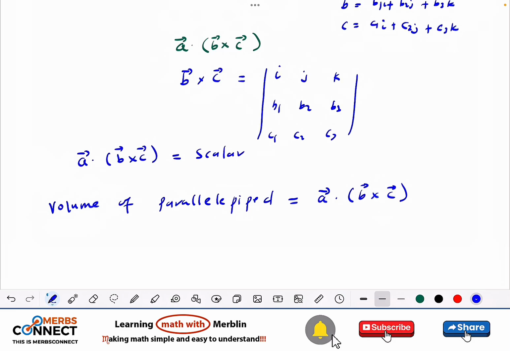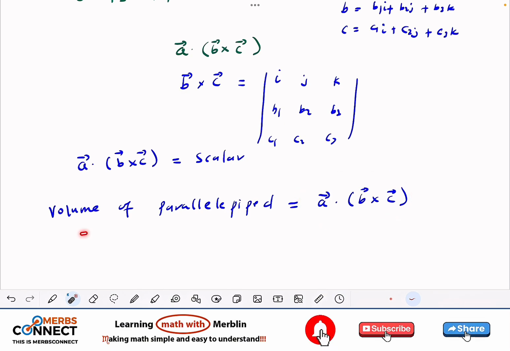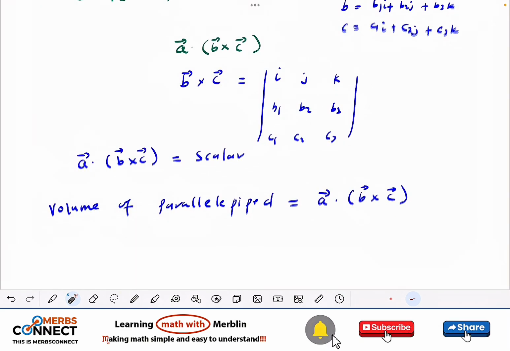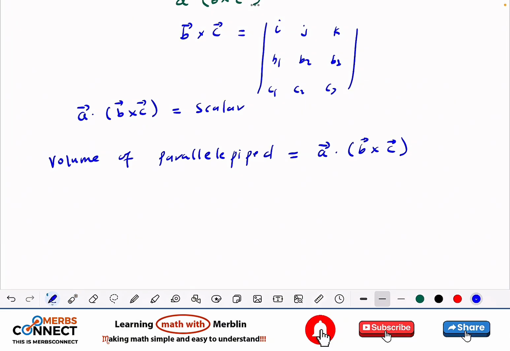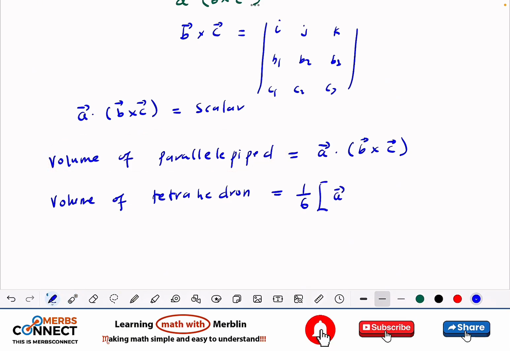Anytime I'm working with the scalar triple product, the final result is the volume of a parallelepiped. So if a question asks to find the volume of a parallelepiped, we just need to think about the scalar triple product. But I have another one for you. If I want to find the volume of a tetrahedron, this is just equal to 1 over 6 of the volume of a parallelepiped. So you are taking 1/6 of A dot B cross C.